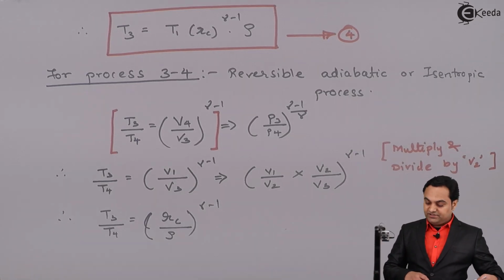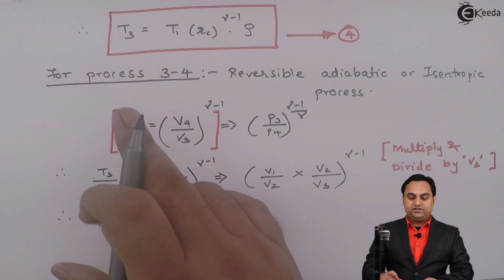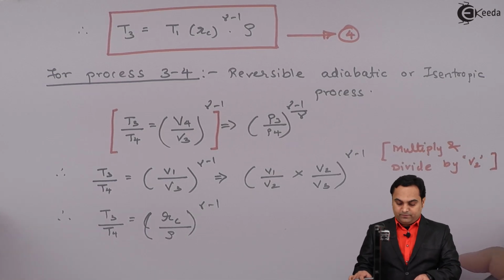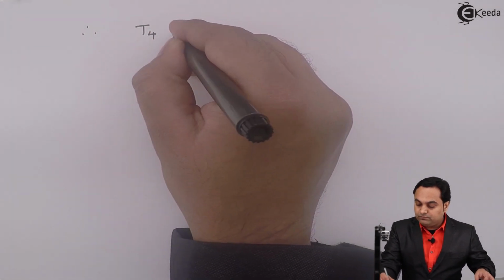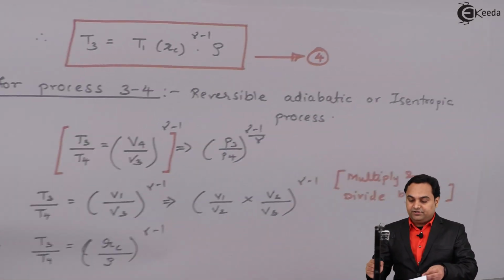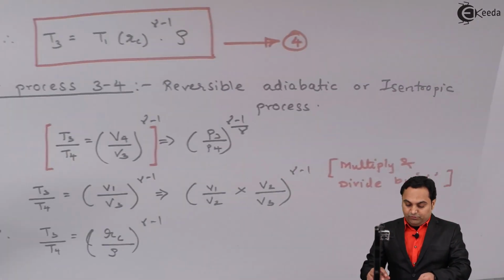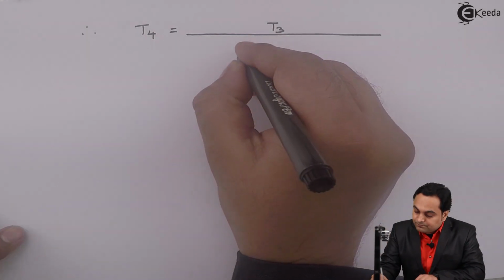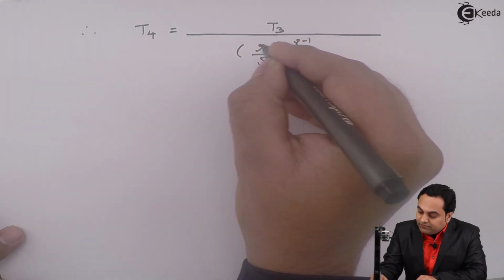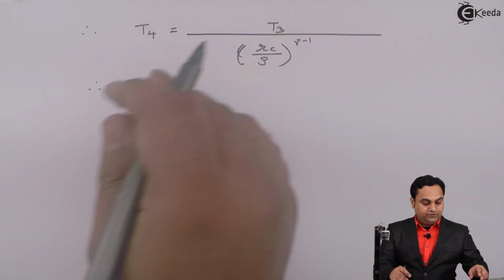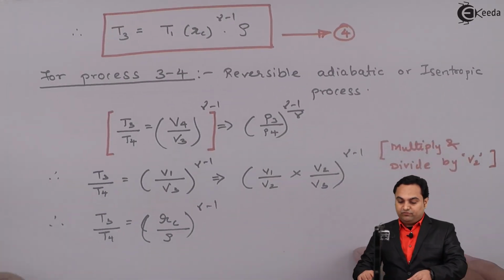Next, after reaching this stage, since we want T4, and up to T3 we have reached, I'll bring T4 to the other side and this entire term into the denominator. So therefore T4 will be equal to, in the numerator we will have T3, in the denominator we will have RC upon rho raised to gamma minus 1. So therefore T4 is equal to, now the T3 value we have in equation number 4.